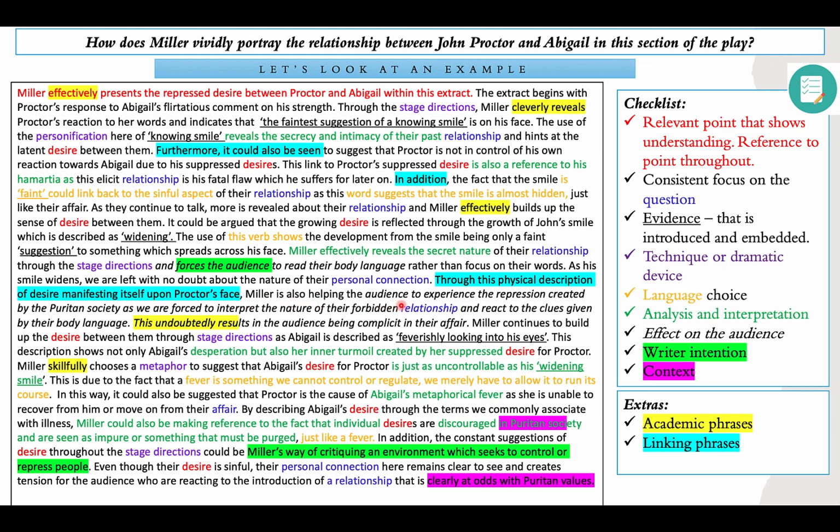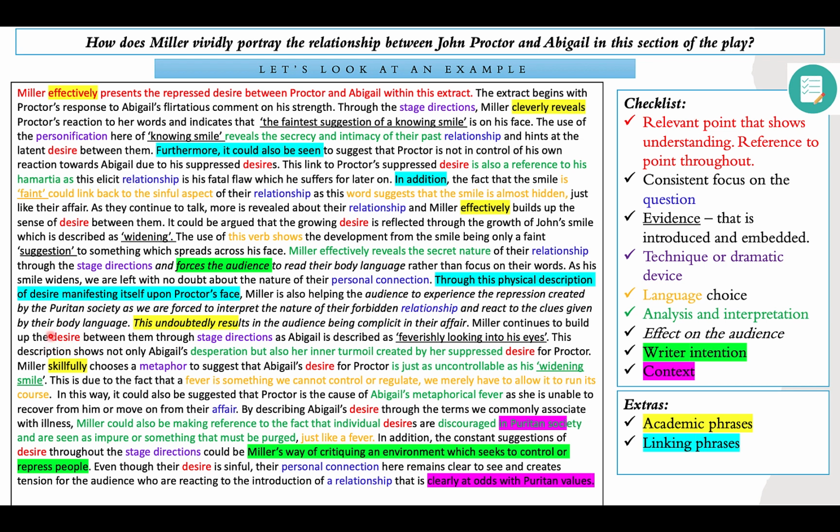Miller is also helping the audience to experience the repression created by the Puritan society, as we are forced to interpret the nature of their forbidden relationship and react to the clues given by their body language. So here we've got effect on the audience. We've also got this contextual link here, which links back as well to Miller's intention. This undoubtedly results in the audience being complicit in their affair. So look at the vocabulary that's used here to make this sound much more assertive, much more confident, and much more academic. Miller continues to build up the desire between them through the stage direction.